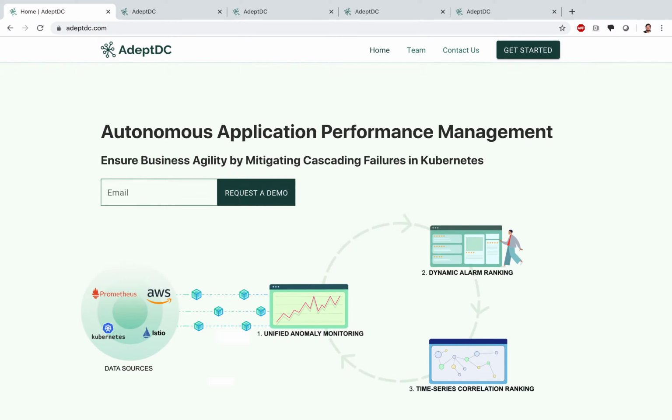At AdaptDC, we are offering an autonomous application performance management solution to reduce monitoring and troubleshooting burden for distributed systems like Kubernetes. For this demo, I'll walk you through a typical user scenario.